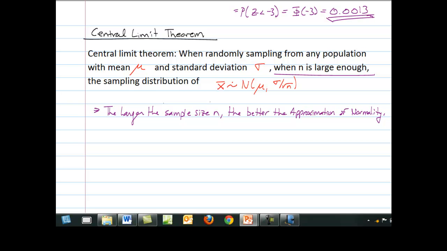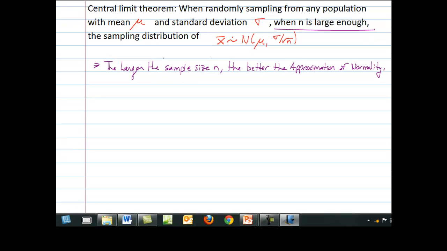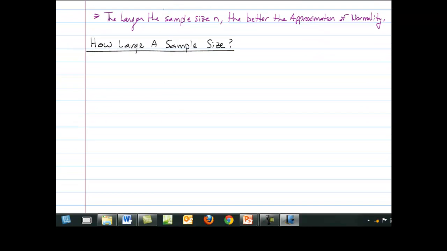So next, what does large enough n mean? Let's look at how large a sample size is needed in order to apply the central limit theorem. Of course, the bigger the better, but a lot of times there's a cost involved in collecting data. So how large of a sample size is needed? It depends on the population distribution. More observations are required if the population distribution is far from normal.